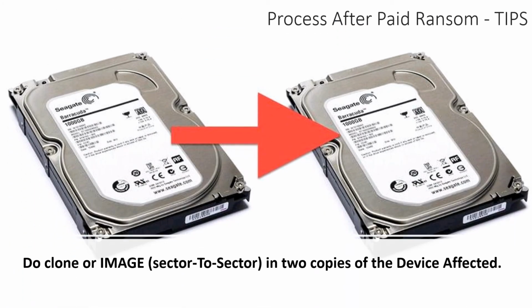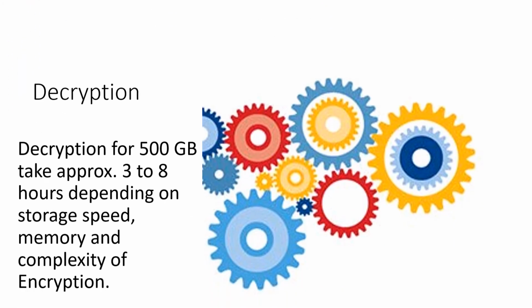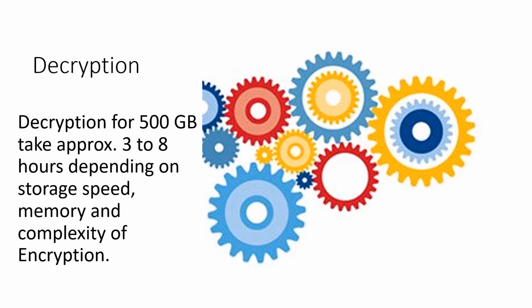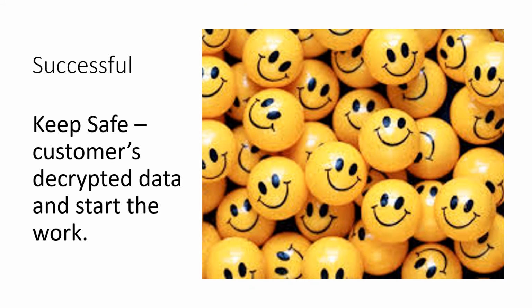Process after paying the ransom, tips. I would recommend that before proceeding to decryption, you clone or image, sector to sector, in two copies of the affected device. Do keep in mind decryption of 500 GB takes approximately 3 to 8 hours, depending on storage speed, memory and complexity of encryption. Finally, keep customers' decrypted data safe and start the work.